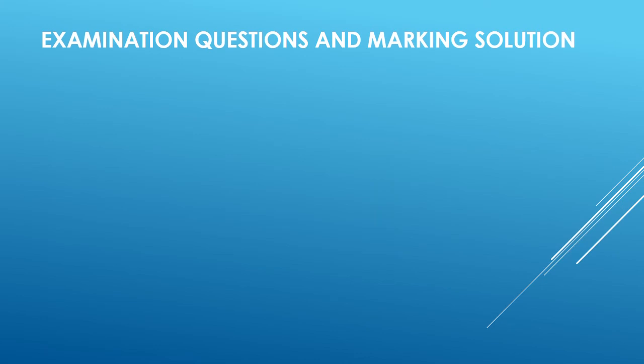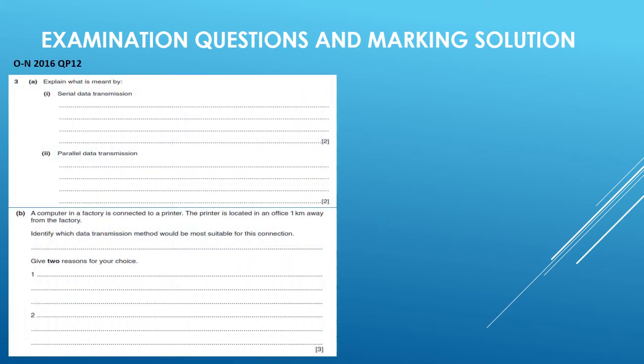This is another example. Okay, this is a bit of a theoretical question. This is question number 3 from paper October-November 2016. Question paper is 1-2. Okay, here part A asks: explain what is meant by serial data transmission, and the second part of the same question is: explain parallel data transmission. This is a 4-mark question, 2 marks for each.